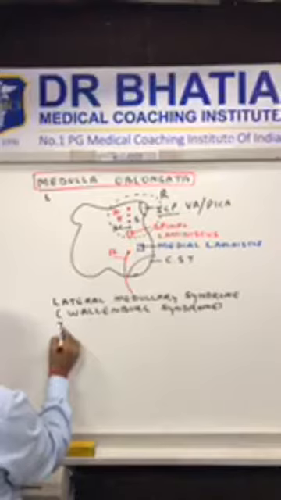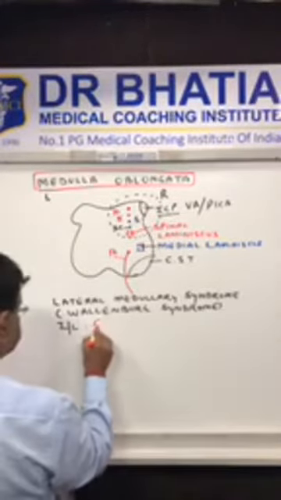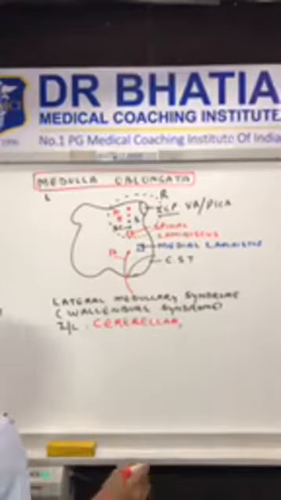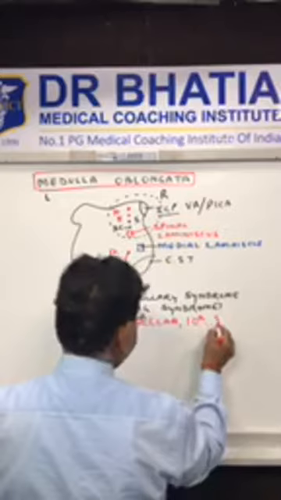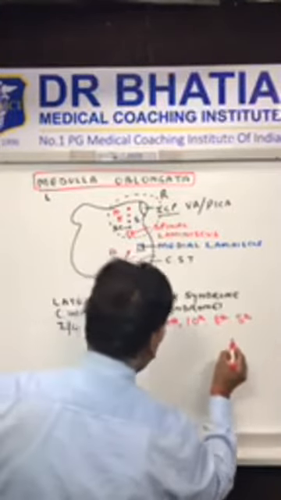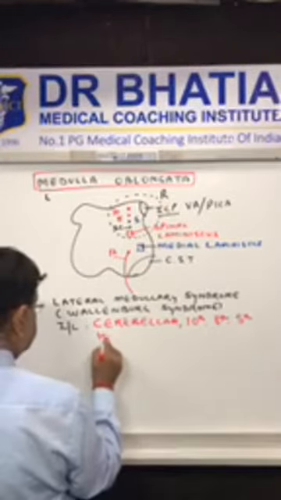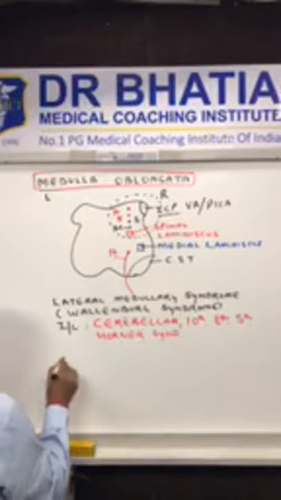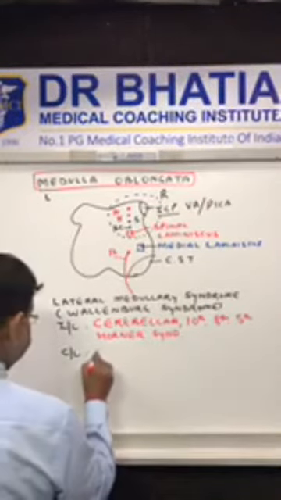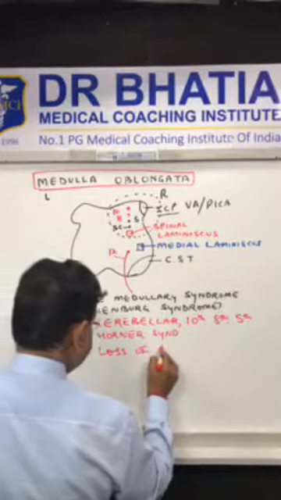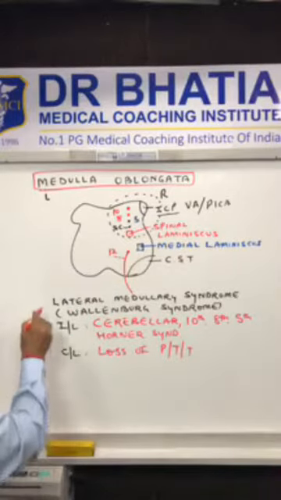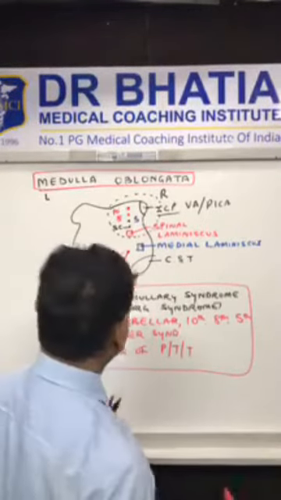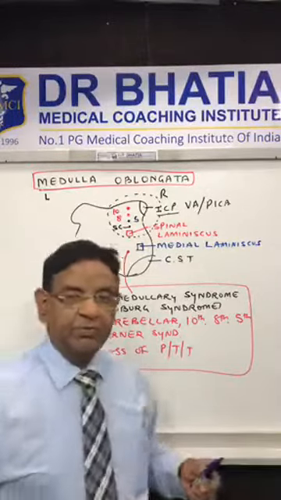So the features are ipsilateral cerebellar signs, ipsilateral 10th nerve, 8th nerve, 5th nerve palsy, and ipsilateral Horner syndrome. But there will be contralateral loss of pain, touch, and temperature. This is the summary of lateral medullary syndrome, which you can make a box of also. Okay, now we move further.